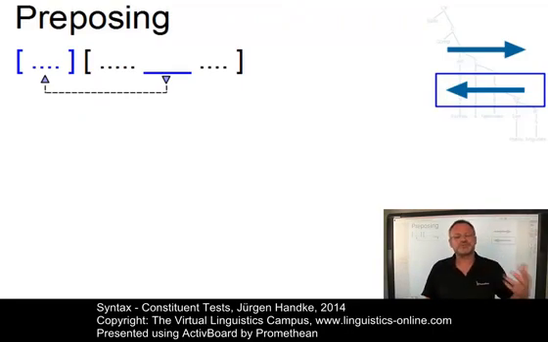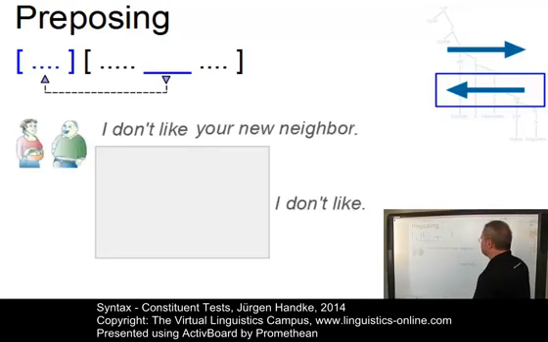Preposing means that under certain stylistic conditions, for example to achieve a particular stylistic effect, parts of a sentence may be moved to the front. However, only a whole constituent can be preposed in this way, not just part of it. Here is an example. I don't like your new neighbor.